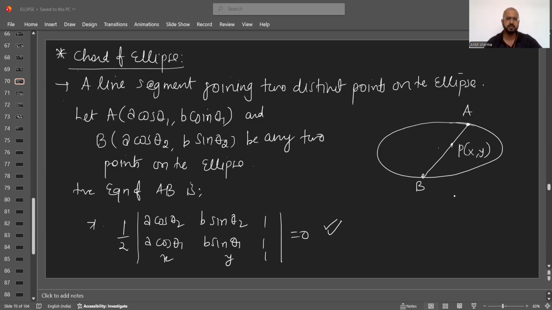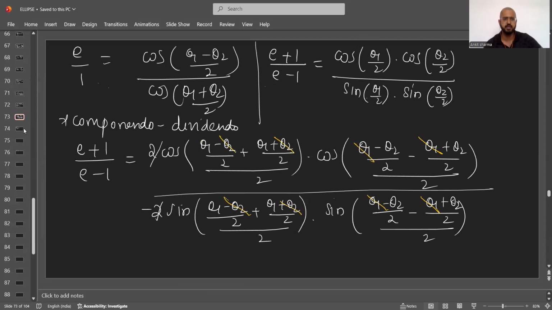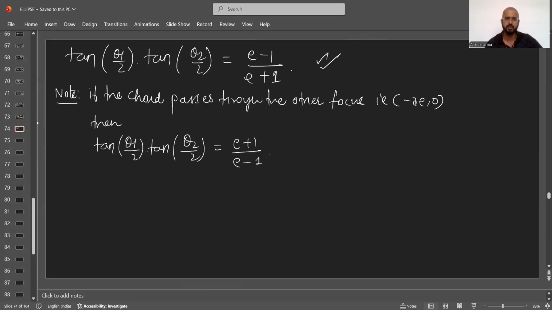In this session, we will see some more properties and also some more points about the ellipse. If you see the last part, we had seen the chord of the ellipse and derived some results. We found the equation of the chord of the ellipse joining two distinct points, and then we saw that if my chord passes through the focus, for a comma 0, we got the result tan theta 1 by 2 into tan theta 2 by 2 is equal to e minus 1 over e plus 1. And if this chord passes through the other focus, then this ratio would be reversed.